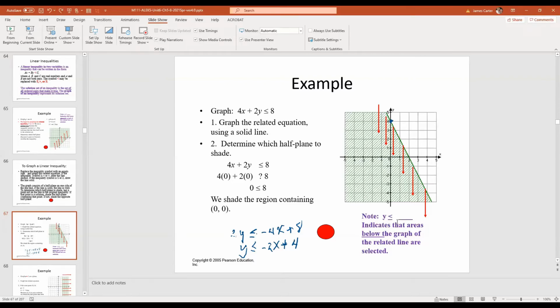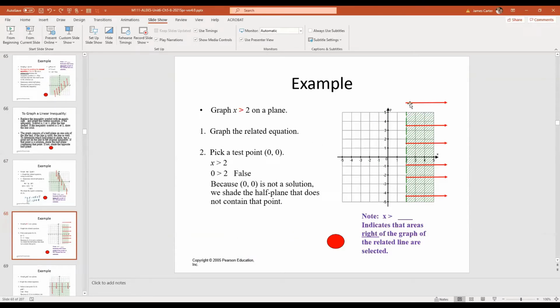Now, my note down here, in this case, after we put it in y-intercept form, again, we have a less than, but we have a less or equal. The or equal dictates a solid line. The less than part of this indicates that we will have areas below those that are on the line, or in this case, to the left and down.